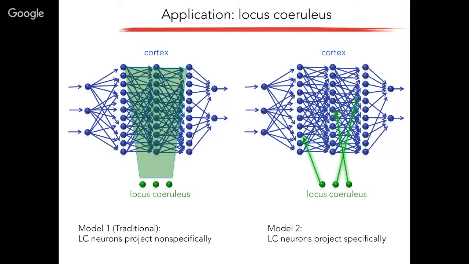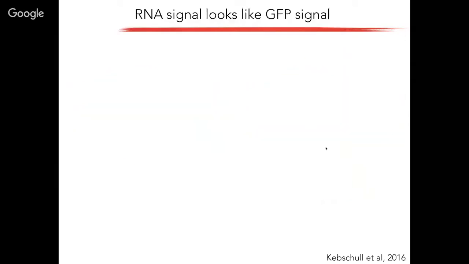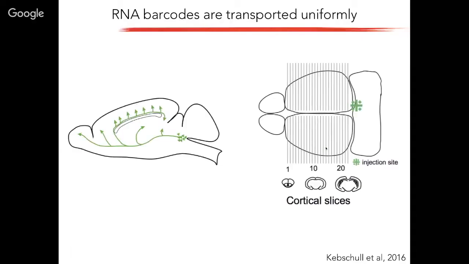But alternatively, one can imagine that the locus coeruleus actually can specifically activate subparts of the cortex. So for example, if you need to specifically listen for sound, you might imagine that the auditory cortex is selectively turned on. And maybe if you need to be selectively alert for light, it might be the visual cortex. So I'm going to skip over some of these details and just say that for the most part in these experiments, it turns out that the RNA acts like GFP. It acts like a bulk signal that bathes the brain.